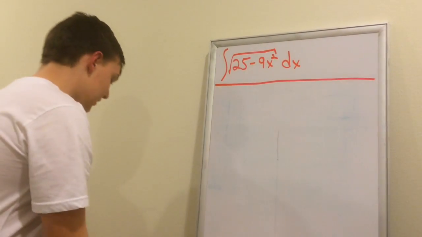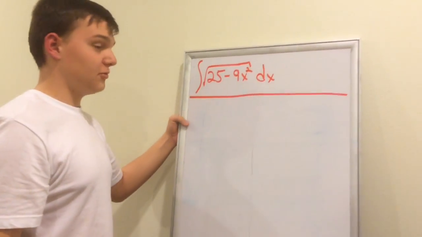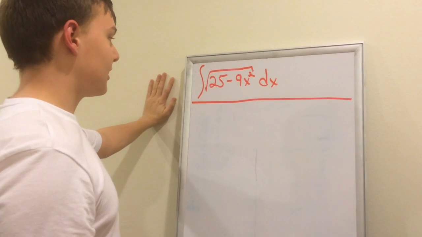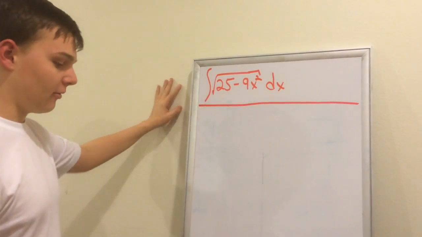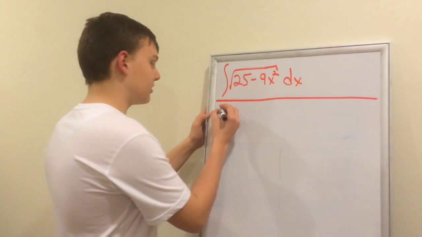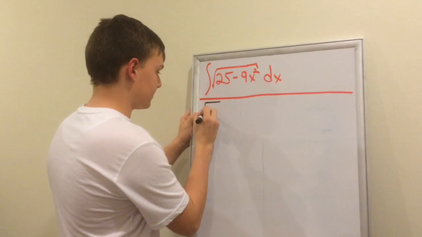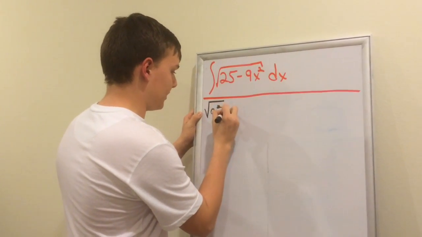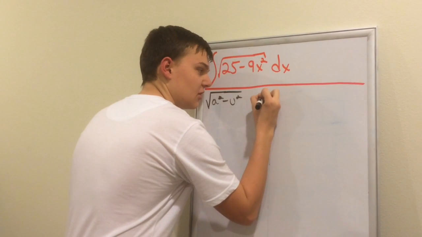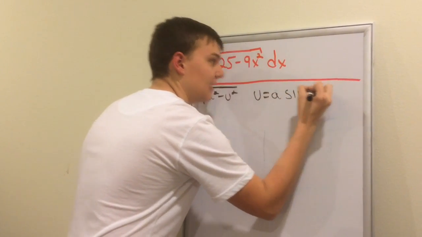Now, this practice problem is from the review section, and it is number 28. In this practice problem, we're first going to observe, okay, which trig substitution should be used? Well, looking at the terms, we see this looks like a squared minus u squared, in which case we're going to use u equals a sine of theta.